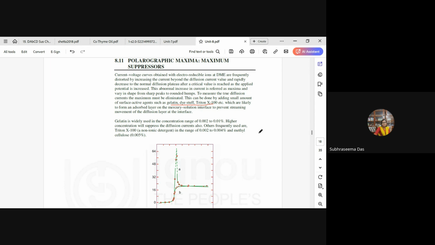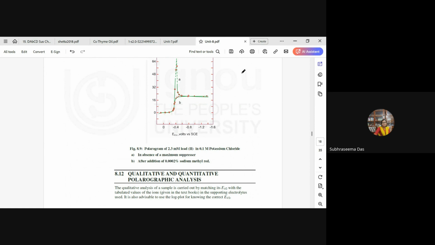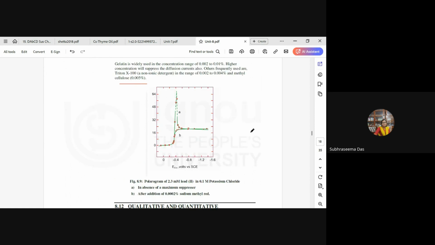So gelatin is widely used in the concentration of 0.002% to 0.01%. Higher concentration of gelatin has been known to suppress the diffusion currents also. So therefore, this concentration is mostly preferred. Others frequently used are Triton X-100 in the range of 0.002 to 0.004%, and methyl cellulose in the range of 0.05%. So here in figure 8.9, this is a polarogram of lead in potassium chloride.